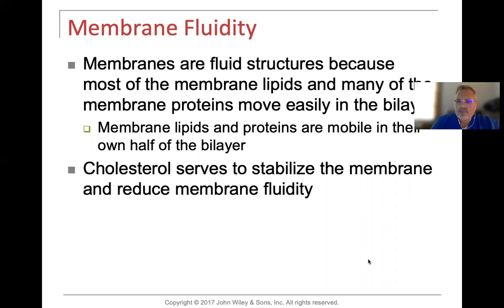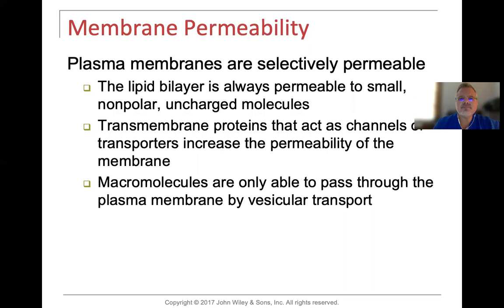Okay, so membrane, we said this already. There's nothing new here. We know the importance of cholesterol also serves to stabilize the cell membrane and to reduce some membrane fluidity. It makes up about 20% of the cell membrane. The plasma membrane is selectively permeable. The lipid bilayer is always permeable to small, nonpolar, and uncharged molecules. The transmembrane proteins act as a channel or a transporter to increase permeability, right?